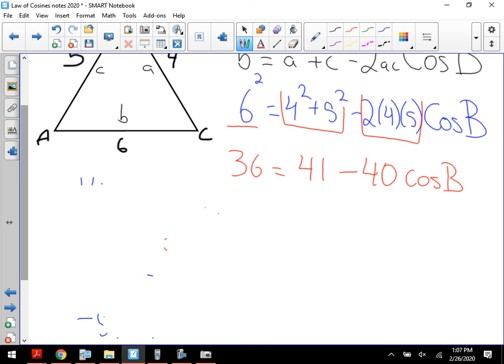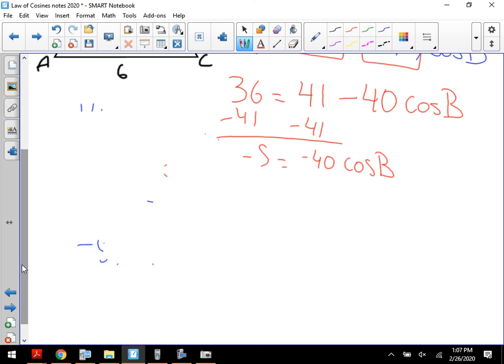Not yet. Think of this in terms of a two-step equation. What would you move first? Yeah, subtract the 41. Now you have negative 5 is negative 40 times the cosine of b. How do you undo multiply? Divide. Isn't this just going to give me some crummy decimal? Well, not super crummy, but it's crummy-ish.